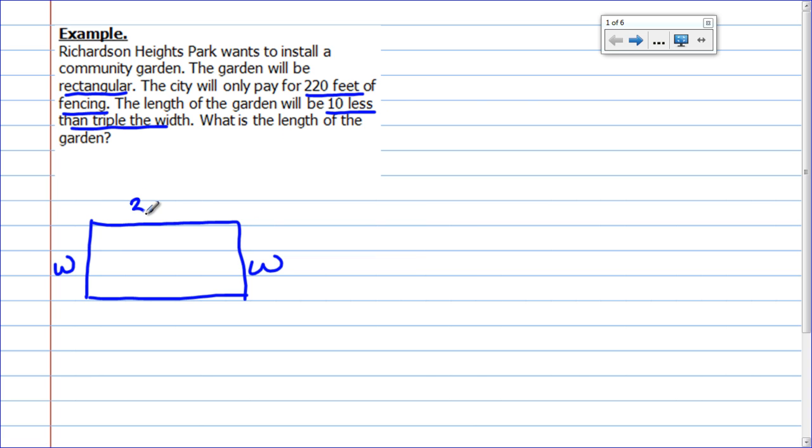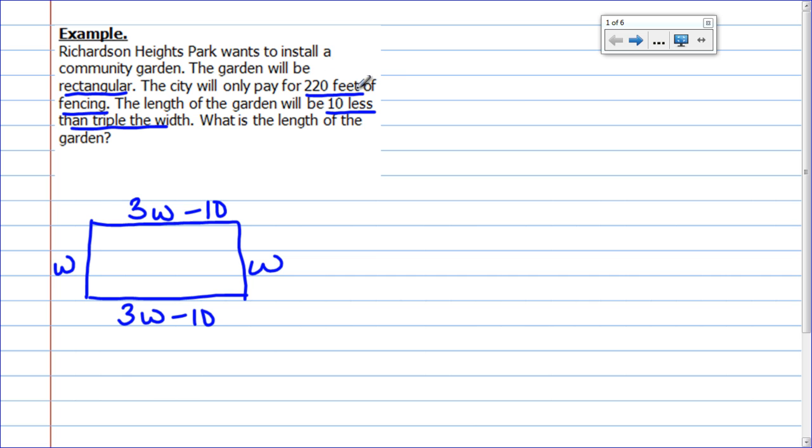Well, triple means 3 times. And 10 less, that means minus 10, because "less than" are flip-flop words, so they reverse the order. So if it says 10 less than, that means minus 10, not 10 minus. So this side is also 3W minus 10.